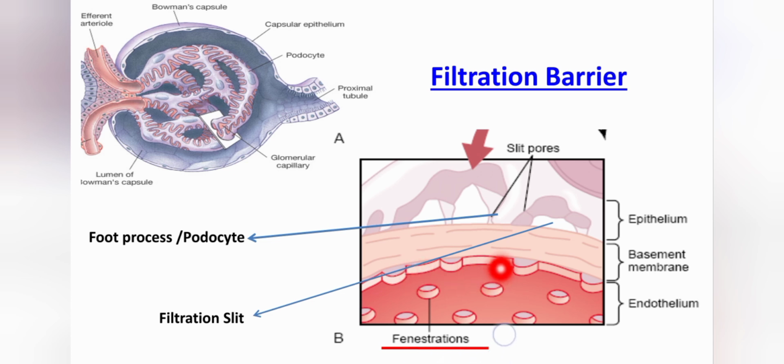Together these three layers, that is the endothelium of the glomerular capillaries, the basement membrane and the epithelium, form a barrier for the filtration of fluid, and this barrier is called the filtration barrier. So we can say when the blood passes through these three layers, it becomes glomerular filtrate.